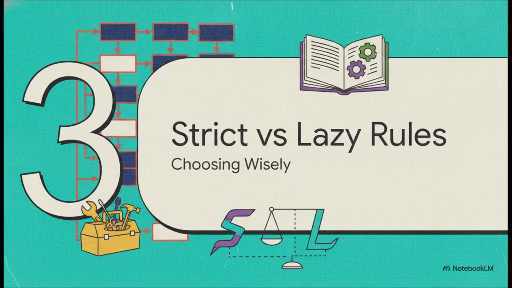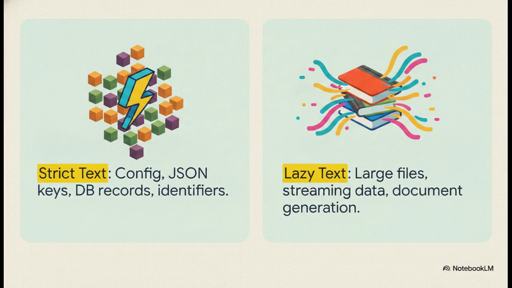All right, moving on to Section 3, strict versus lazy rules. And this brilliantly illustrates exactly how you should divide up your workloads. Let's look at the breakdown. Strict text is highly efficient for the garbage collector when you're dealing with fixed, small to medium data. You really want to make this your absolute go-to for configuration values, JSON keys, database records, and identifiers. Basically, keep it strict, keep it lean.